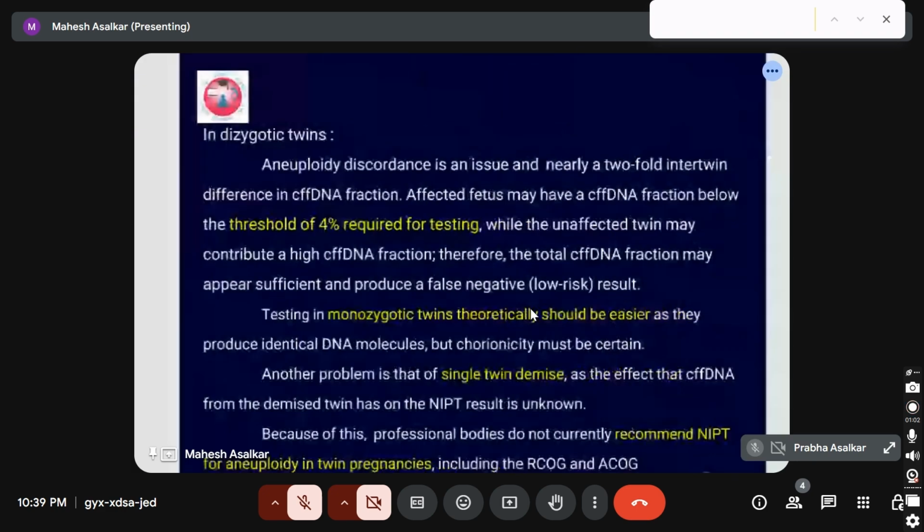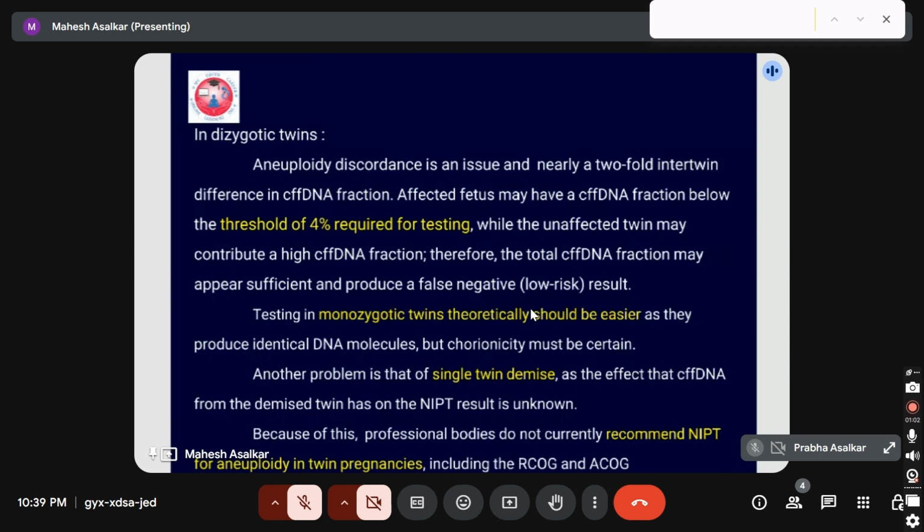Now, there are problems in twins when you perform NIPT. So what are these problems? Suppose you have a dizygotic twin. Aneuploidy discordance is an issue, with nearly a twofold difference in the cell-free fetal DNA fraction. The affected fetus may have a cell-free fetal DNA fraction below the threshold of 4% required for testing, while the unaffected twin may contribute a high cell-free fetal DNA fraction. Therefore, the total cell-free fetal DNA fraction may appear sufficient and produce a false negative result.